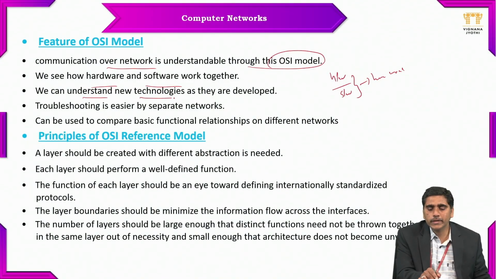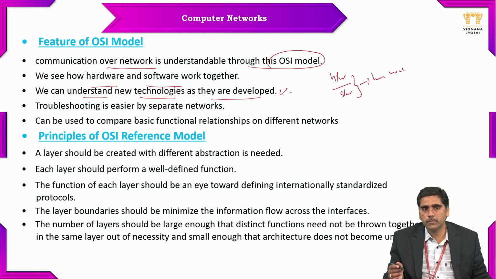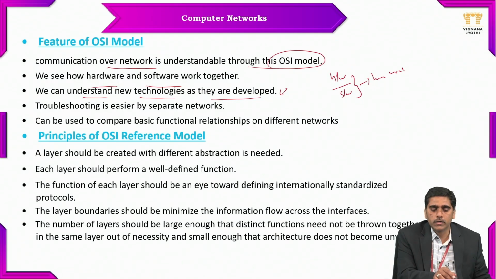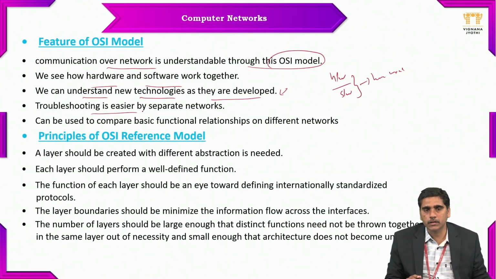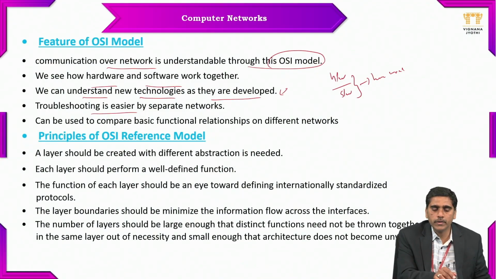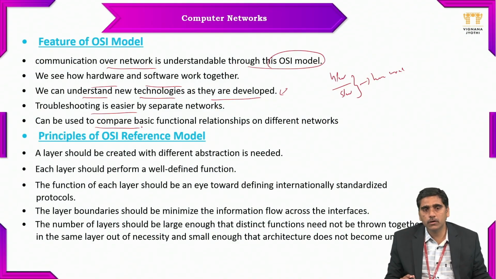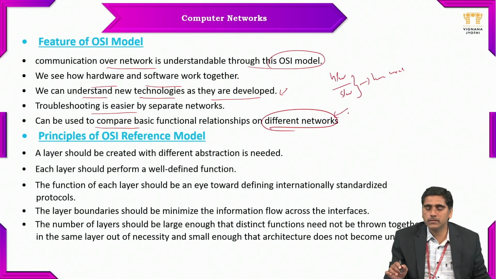We can understand new technologies as they are developed, since the model is adaptable to new technologies implemented to access any type of application. Troubleshooting is easier by separating the networks. It can also be used to compare basic functionalities or relationships of different networks. If you want to compare different types of networks like LAN, WAN, and MAN, we can see the basic functional relationships among those networks.